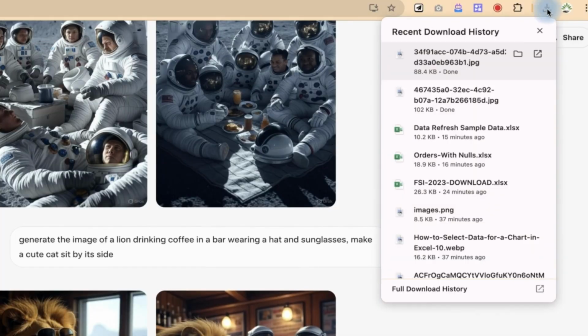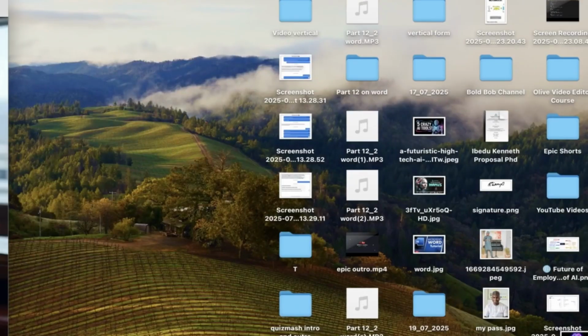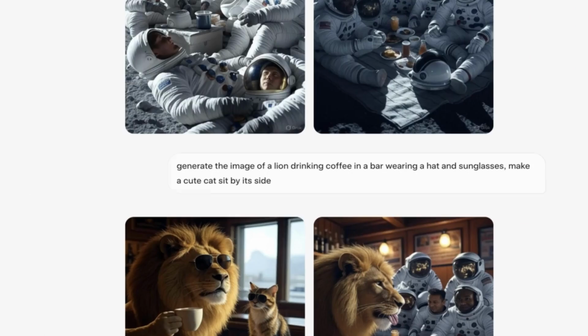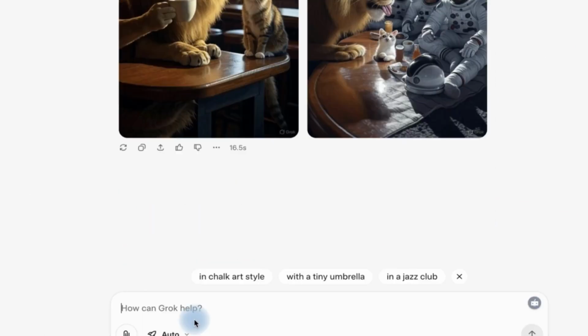Take a look at the cat. Also, it is wearing sunglasses, and both of them are enjoying it, even though it's only the lion that is enjoying the coffee. But the idea is it gives you the images, and it's very, very fast.